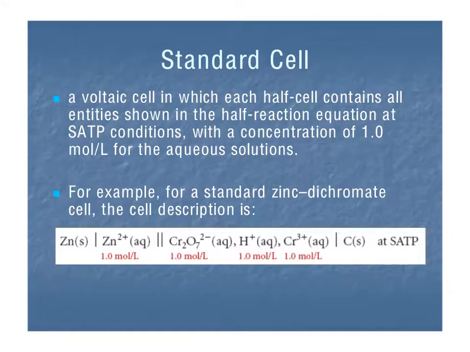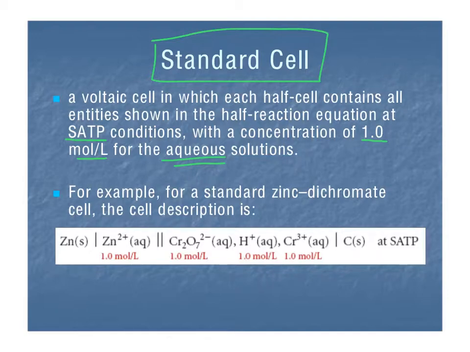Now, all of the values found on page 7 of the Chemistry 30 data booklet are measured under standard cell conditions, which means they are measured under SATP, standard ambient temperature and pressure, so 25 degrees and 100 kilopascal, and a concentration of 1 mole per liter for all aqueous solutions. So for example, in a zinc dichromate cell, the concentration of zinc ion is 1 mole per liter, as well as the dichromate ions, the hydronium ions, and the chromium 3 ions. And once again, the conditions are SATP.